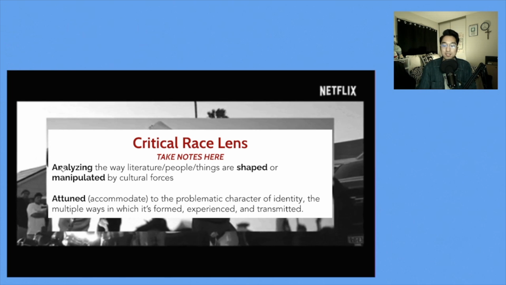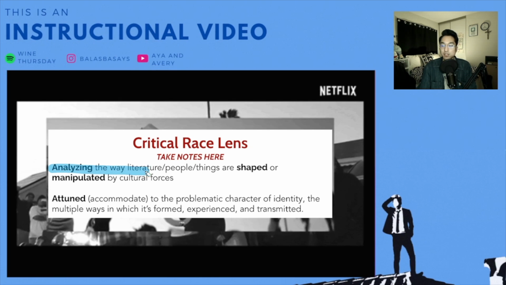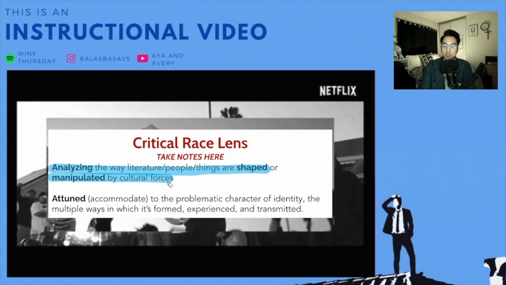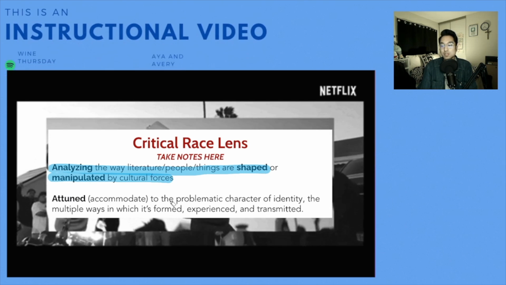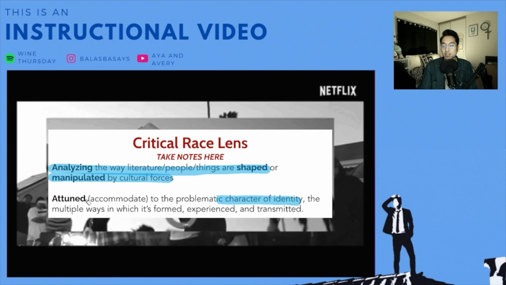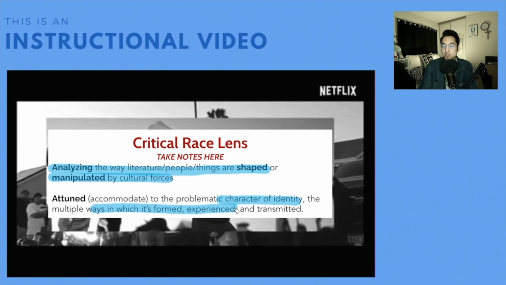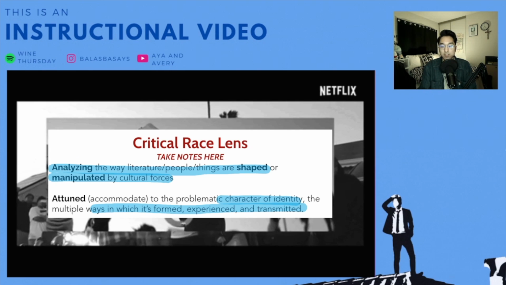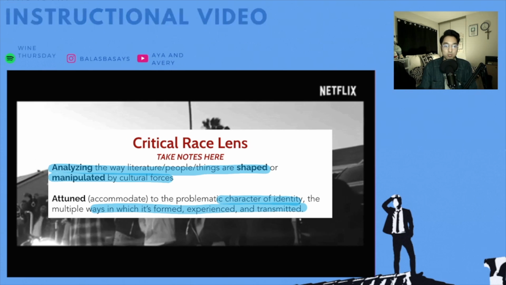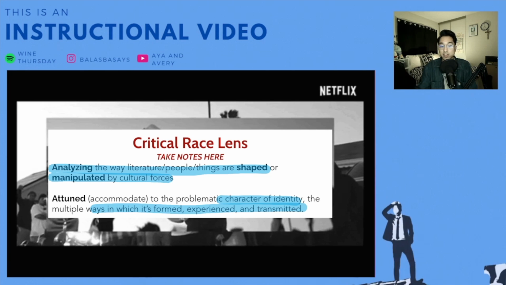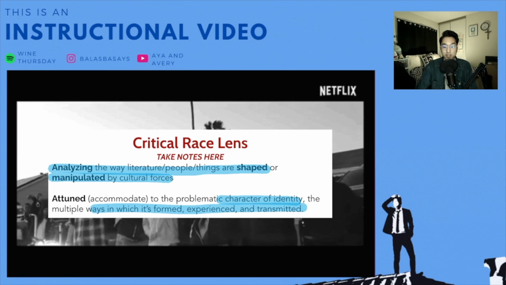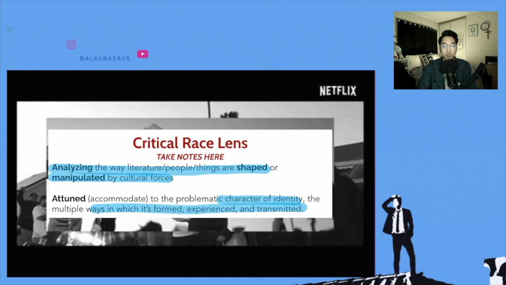So the critical race lens allows us to analyze the way literature, people, things are shaped by these manipulating cultural forces. This form of analysis is attuned to the problematic character of identity, the multiple ways in which it's formed, experienced, and transmitted. So in what ways does race affect the identity of a character as a cultural factor, similarly to what we may have learned with Marxism or naturalism in general? How does an outside force like race affect the character or the person or whatever it is that we're analyzing?